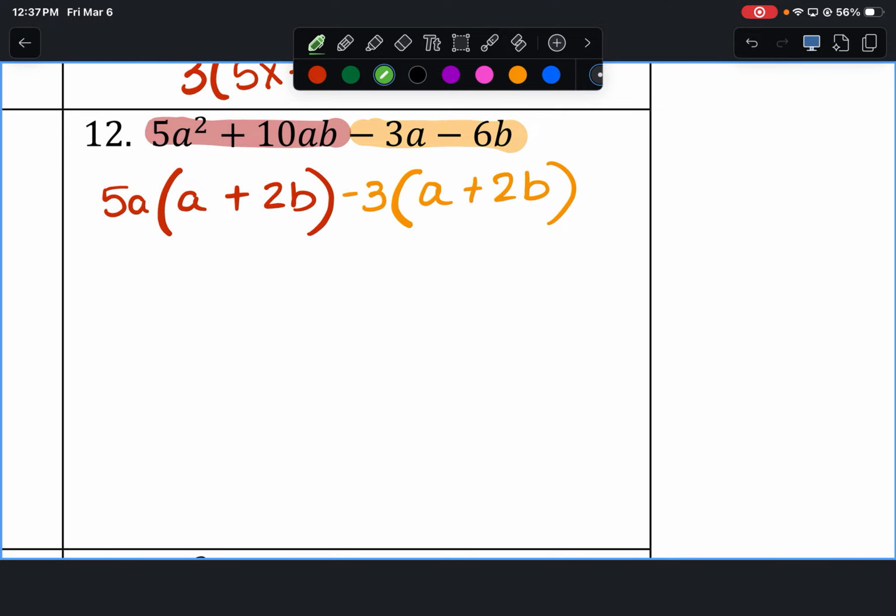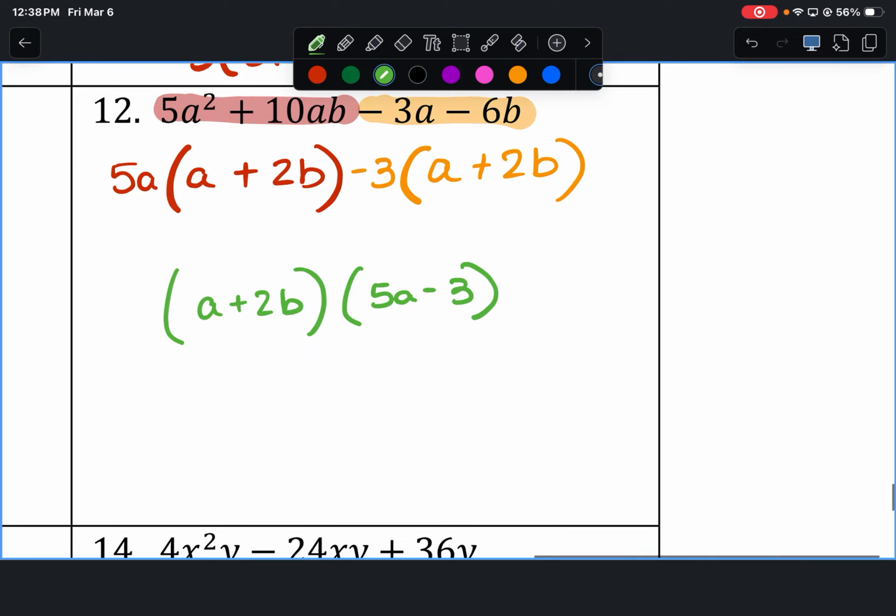Y'all are a problem. What is in common with both of those? A plus 2B. And what part is left over? 5 minus 3. And are we done? Yes. Pull down the 5. Yeah, we're done.